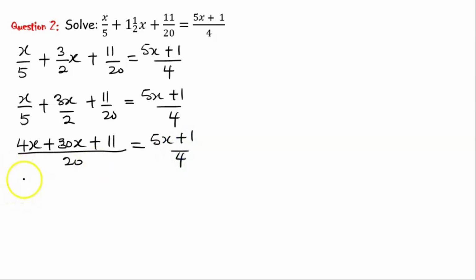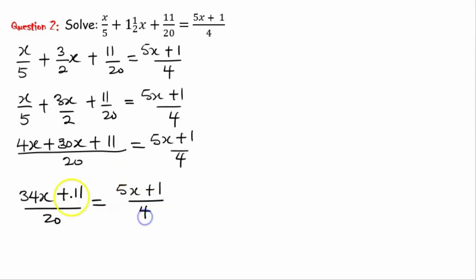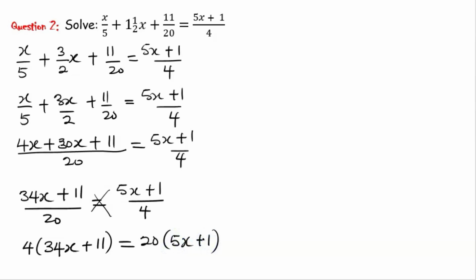Alright, let's simplify this numerator here. That's 4x plus 30x, which gives us 34x, plus 11, divided by 20, is equal to 5x plus 1 over 4. So what do we do? We simply cross multiply. When we do that, 4 is going to multiply this, so we have 4 into 34x plus 11 is equal to 20, which is going to multiply this, and so we have 20 into 5x plus 1.